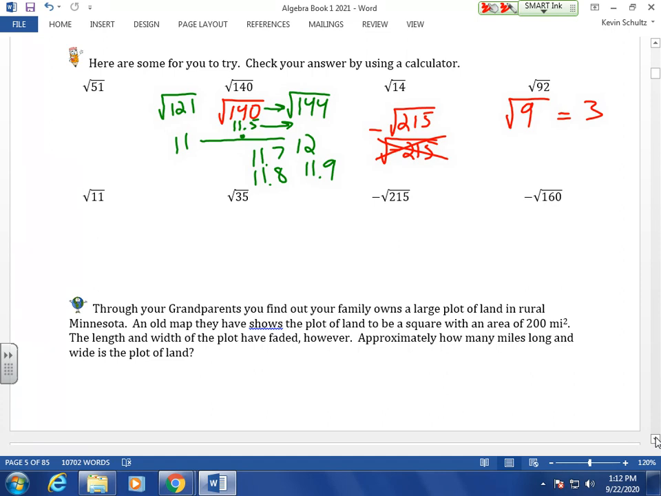The root of 9 equals 3 because 3 times 3 equals 9, right? That's the definition of a square root: what times itself equals 9. But if I ask you for the square root of negative 9, well, the answer is not 3 because 3 times 3 isn't negative 9. The answer is not negative 3 because negative 3 times negative 3 is positive 9. And the only way to get negative 9 is 3 times negative 3, but that's a problem because that's not the same thing.